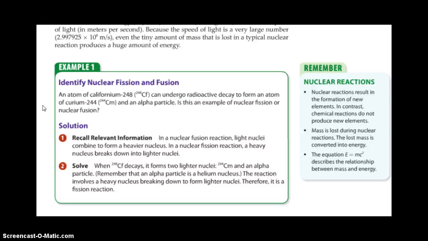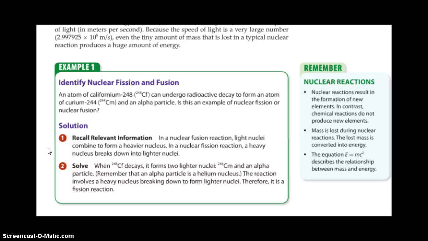Identify nuclear fission and fusion. An atom of californium-248 can undergo radioactive decay to form an atom of curium-244 and an alpha particle. Is this an example of nuclear fission or nuclear fusion? In a nuclear fusion reaction, light nuclei combine to form a heavy nucleus.